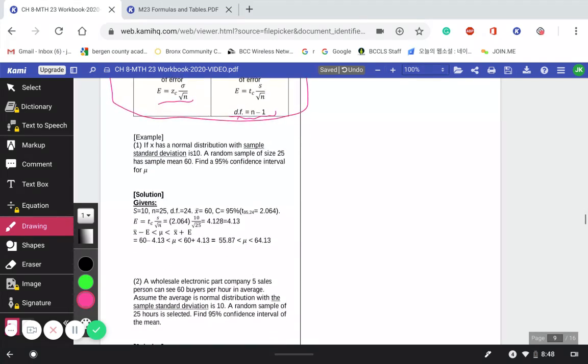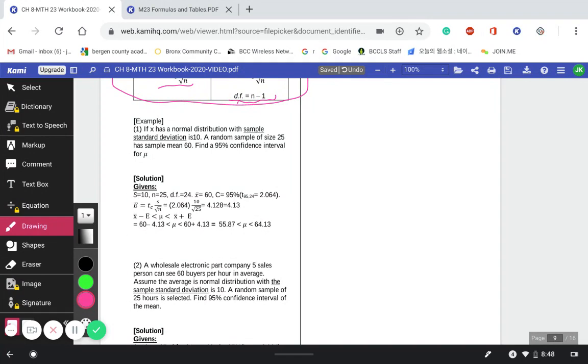Now let's look at some examples. X is a normal distribution with a sample standard deviation of 10. So in here, right away, they say sample standard deviation, so it's s, not sigma. So s is 10 in this case. And random sample size is 25, that means n equals 25. And sample mean is 60, which means x bar is 60. So you have to know these symbols. They want to find out 95% confidence.